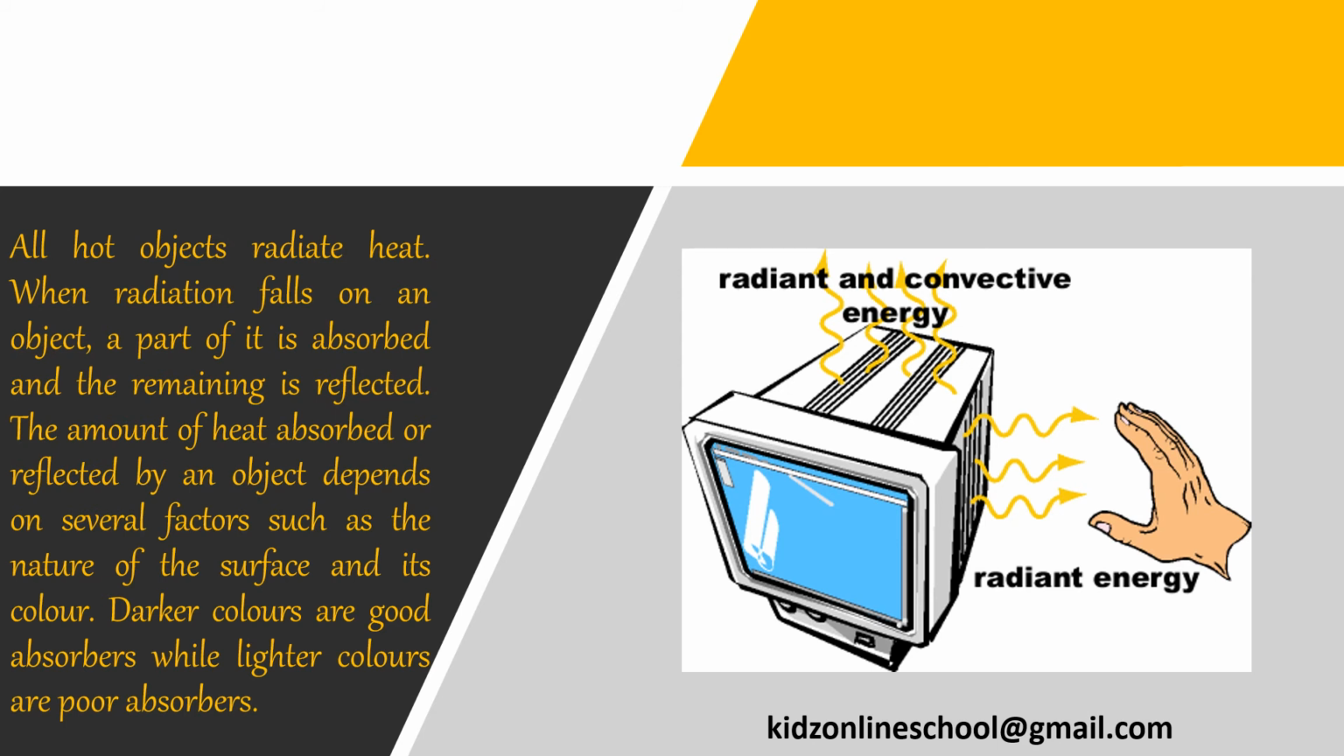All hot objects radiate heat. When radiation falls on an object, a part of it is absorbed and the remaining is reflected. The amount of heat absorbed or reflected by an object depends on several factors such as the nature of the surface and its color. Darker colors are good absorbers while lighter colors are poor absorbers.